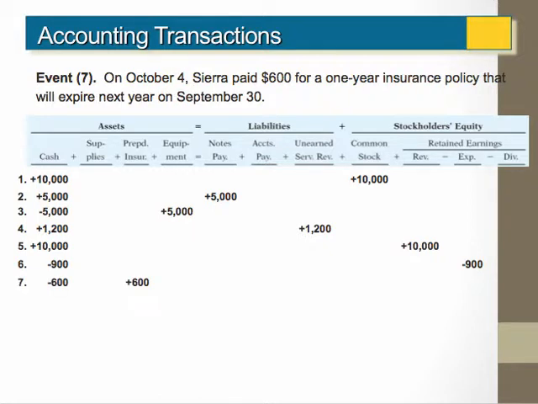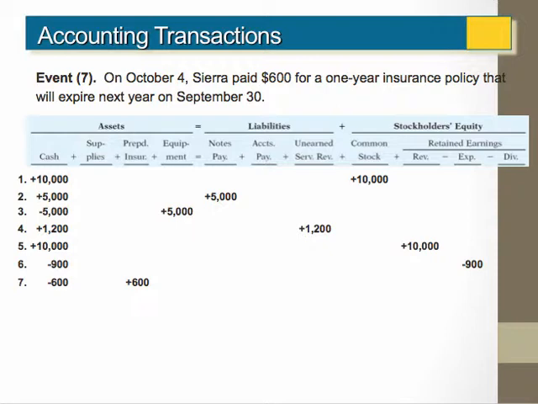Event 7, on October 4th, Sierra paid $600 for a 1-year insurance policy that will expire next year on September 30th. Now, remember what we talked about, the matching principle. The matching principle said we want to recognize expenses in the same period that we earn the revenue, or we recognize the expenses when we receive the benefit of the payment. So, if I've spent $600 for a 1-year insurance policy, I'm going to receive the benefit of the insurance every month for the next year.